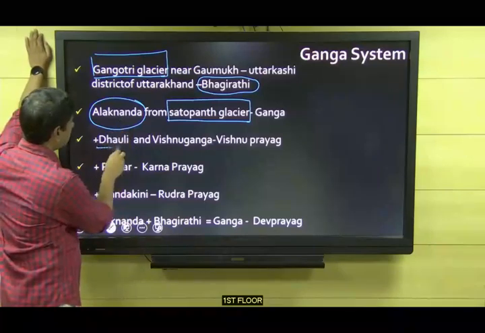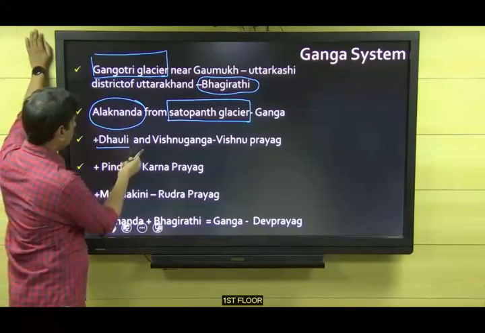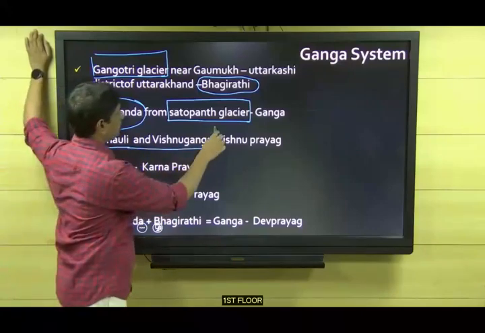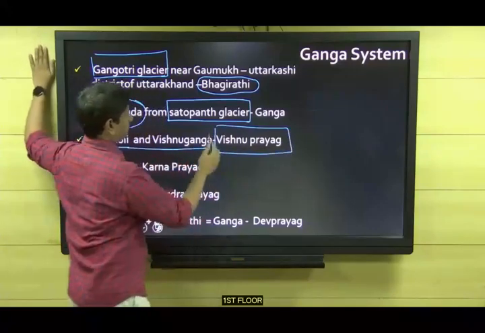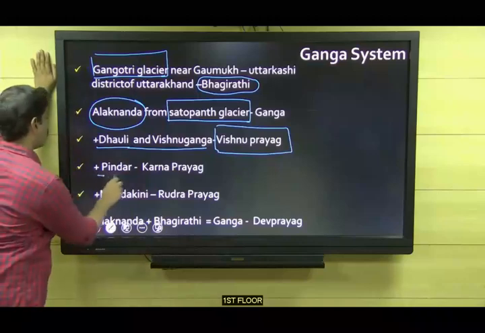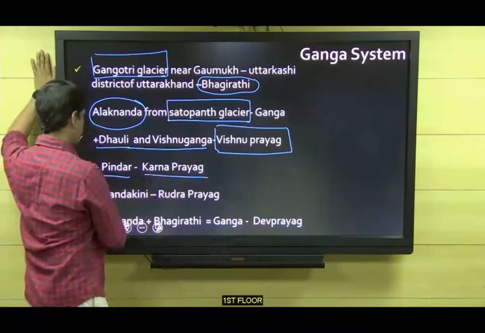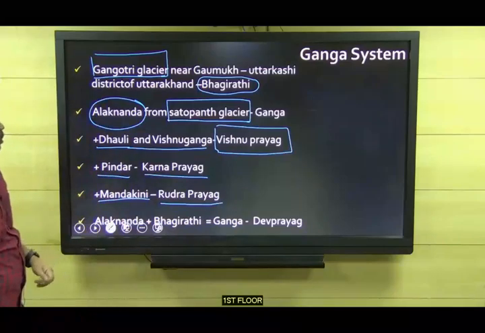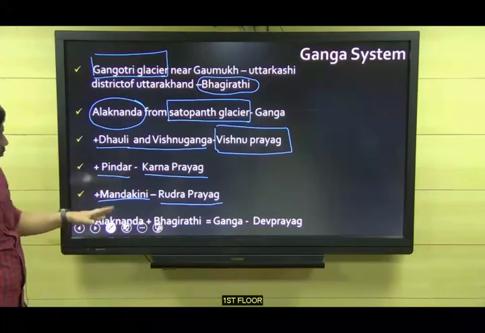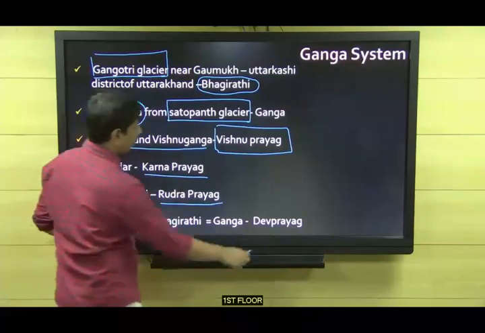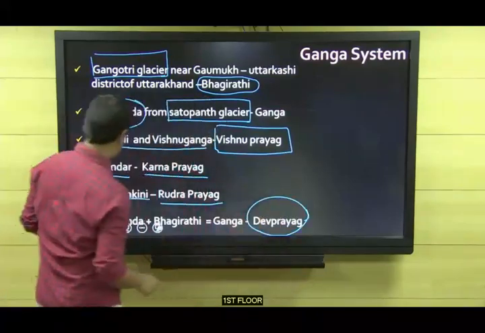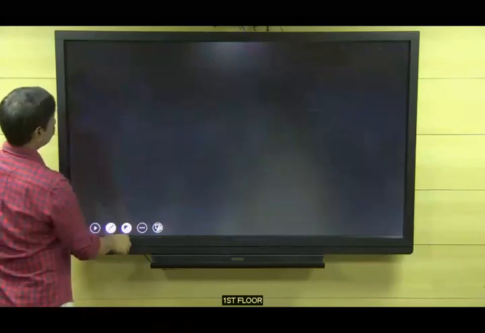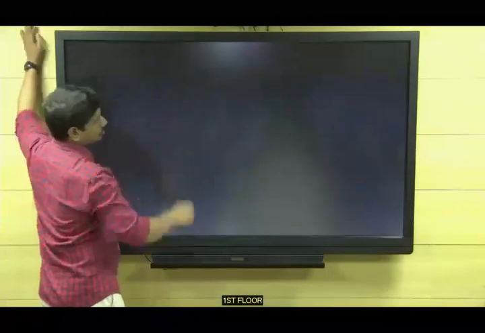Alaknanda meets Dhauliganga at Vishnu Prayag, Pindar at Karnaprayag, Mandakini at Rudraprayag. Okay, and then finally Bhagirathi and Alaknanda join to form Ganga at Devprayag. I will explain it again. Okay.